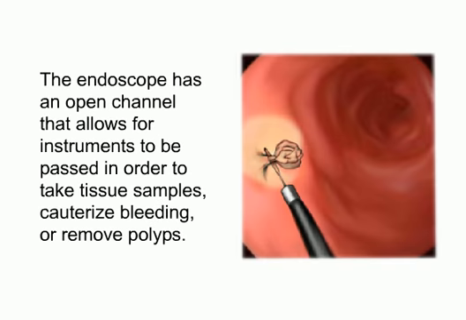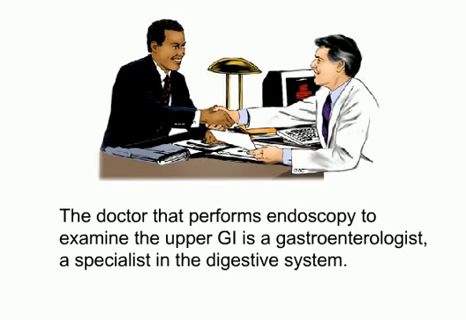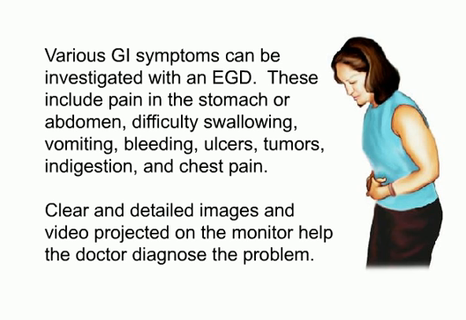The endoscope has an open channel that allows for instruments to be passed in order to take tissue samples, cauterize bleeding, or remove polyps. The doctor that performs endoscopy to examine the upper GI is a gastroenterologist, a specialist in the digestive system. Various GI symptoms can be investigated with an EGD. These include pain in the stomach or abdomen, difficulty swallowing, vomiting, bleeding, ulcers, tumors, indigestion, and chest pain. Clear and detailed images and video projected on the monitor help the doctor diagnose the problem.